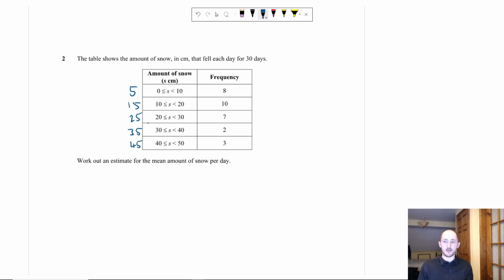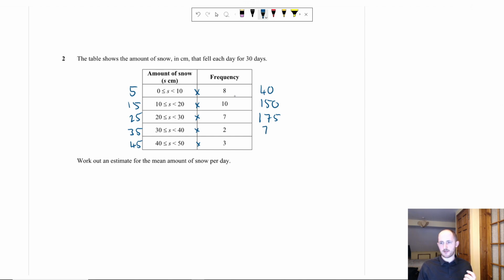And now what we need to do is multiply all of the midpoints by all of the frequencies. So I'm going to write that as a new column in my table. So we do 5 times 8, so that's going to be 40. 15 times 10 is 150. 25 times 7, that's a really good question. I think it's going to be 175. Yes, because 25 times 8 would be 200.